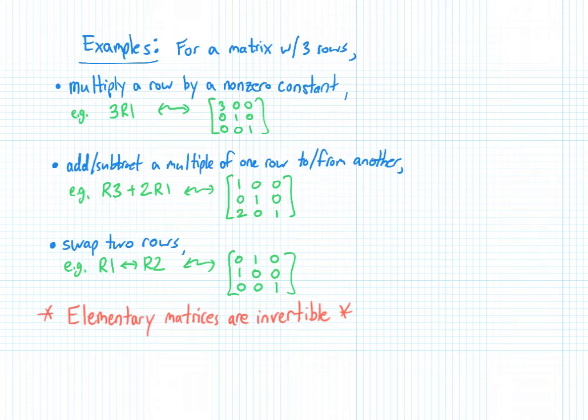It's that all of these row operations that we do, those are reversible row operations. If you multiply a row by a non-zero constant, you can divide back by that constant to get back to where you started. If you add a multiple of one row to another, you can reverse that by subtracting that same multiple. Or if you swap two rows, you can just swap them back. So, elementary matrices are invertible.